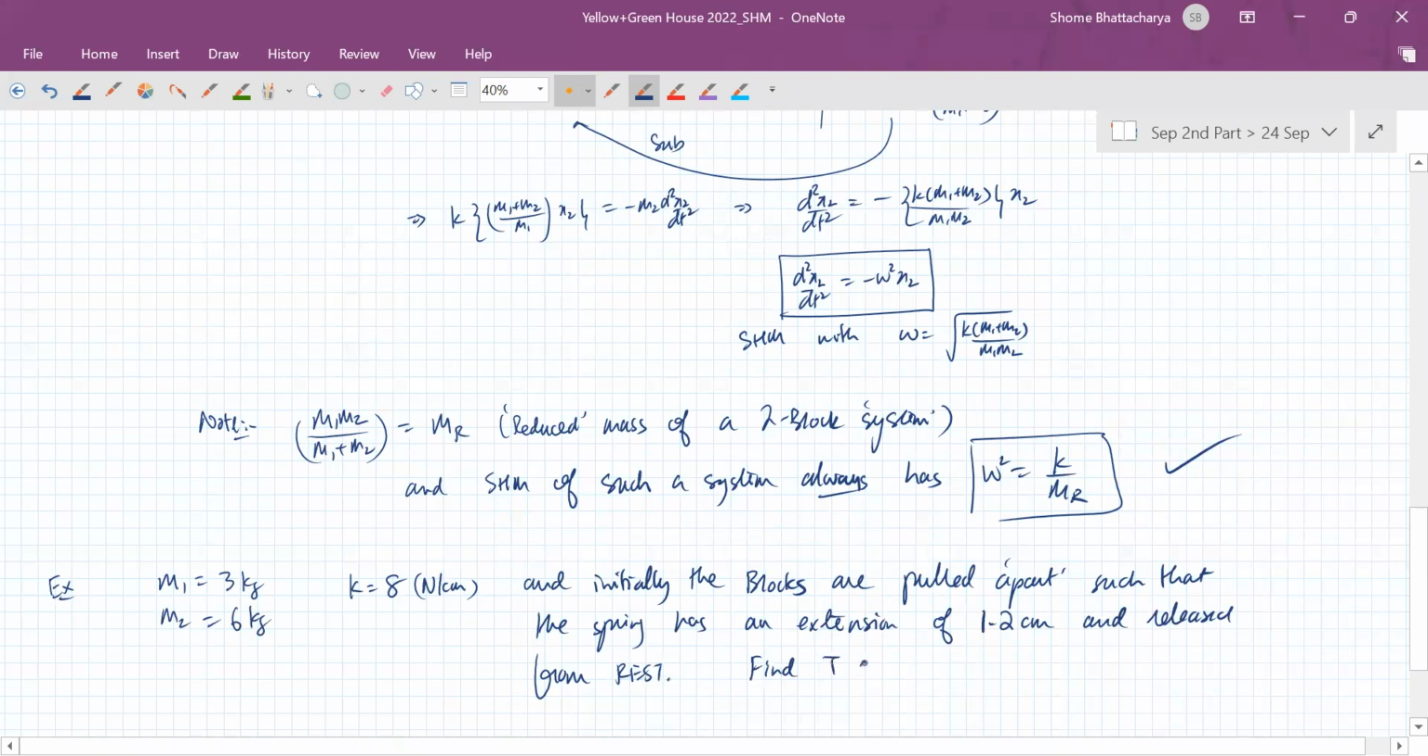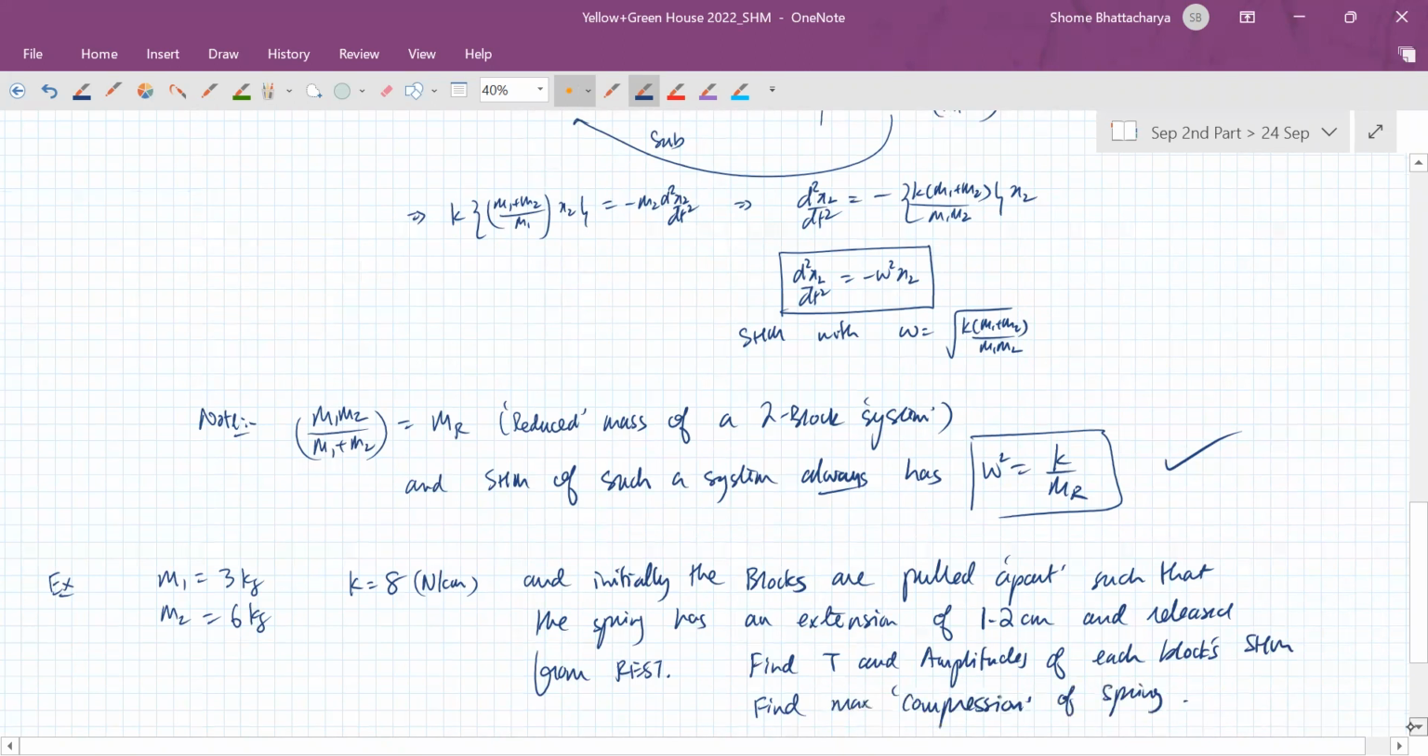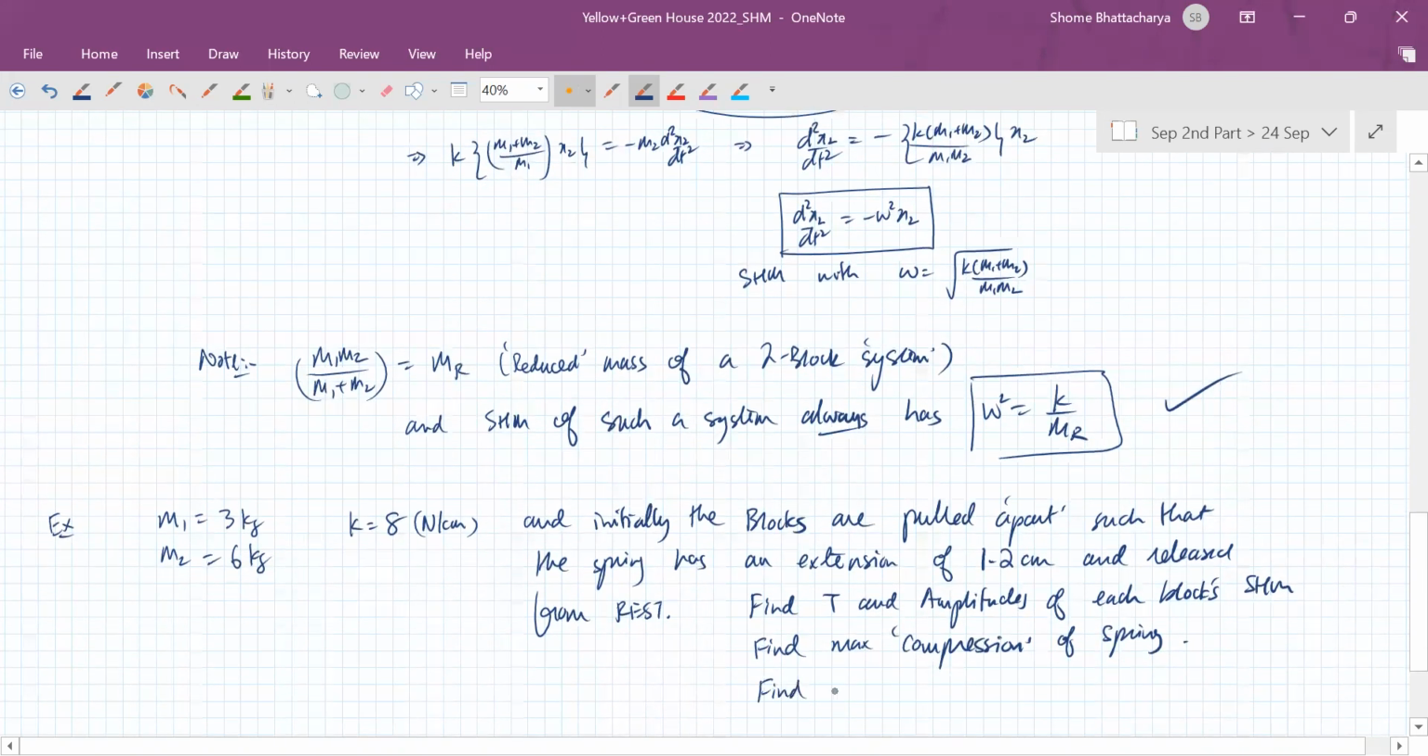Find time period and amplitudes of each block's SHM, and find the maximum compression of the spring, and also find maximum speed and acceleration of each block during the SHMs. Okay.